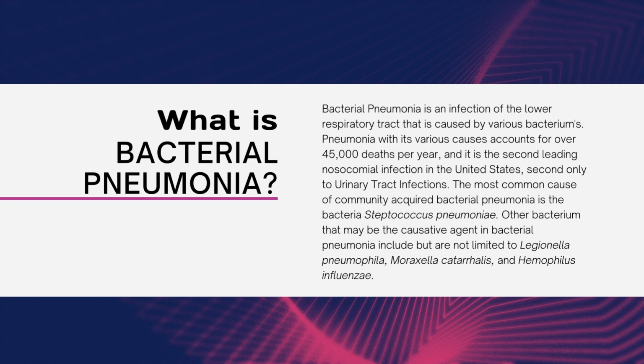The most common cause of community acquired bacterial pneumonia is the bacteria Streptococcus pneumoniae, and other bacteria that may be the causative agent in bacterial pneumonia include, but are not limited to, Legionella pneumophila, Moraxella catarrhalis, and Haemophilus influenzae.